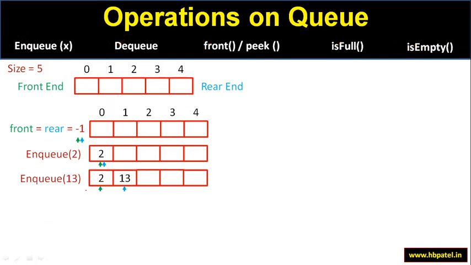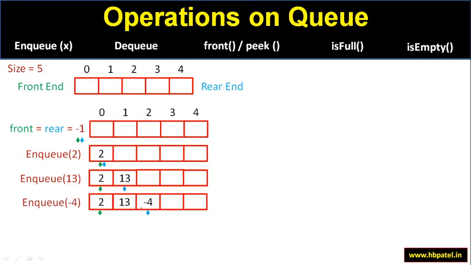Now supposing a second item is inserted, 13. That would go after 2, because this is first in first out. So 2 would be in the first position. But now in this case only the rear pointer would be incremented and the front pointer would remain on the very first location. Now supposing I am adding one more item, let's say -4. In this case also the rear pointer is incremented. So now front is still 0, but rear is equal to 2. So 0, 1, 2. Front is pointing to the 0th location, rear is pointing to the second location.